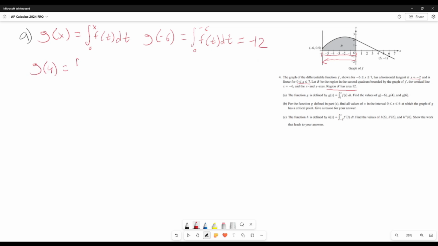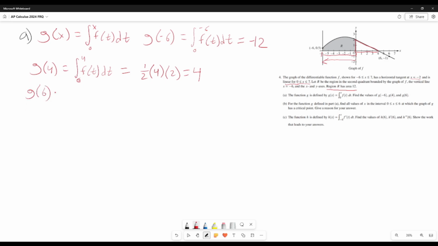Next up we have g of 4. That is going to be the integral from 0 to 4 of f of t. So it does tell us that it is linear for 0 to 7, which means from 0 to 4, this is going to be linear, which means we just have a triangle here. So we know the area is going to be 1/2 times the base, which is 4, times the height, which is 2, which is just going to give us an area of 4 for g of 4.